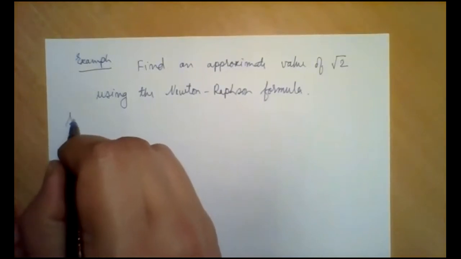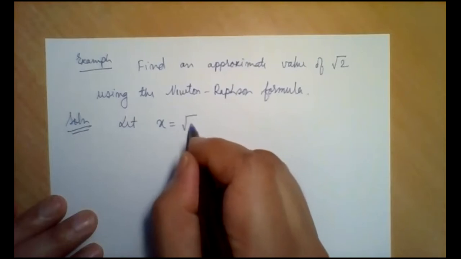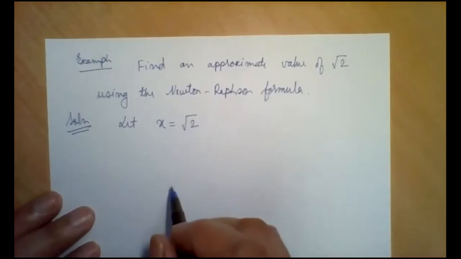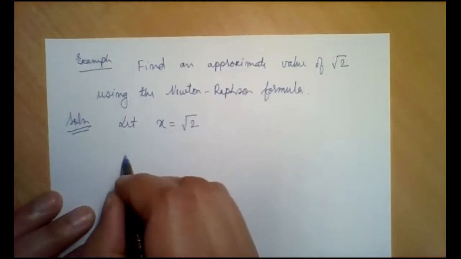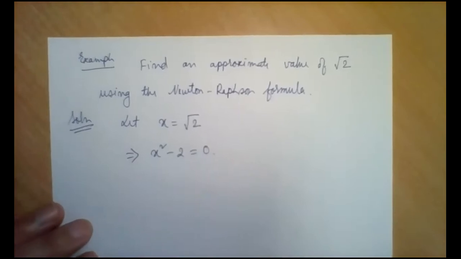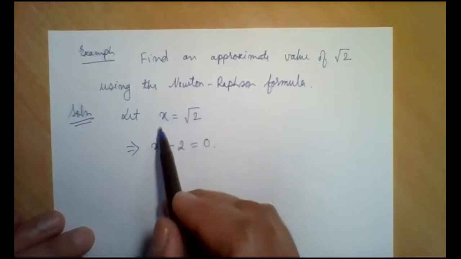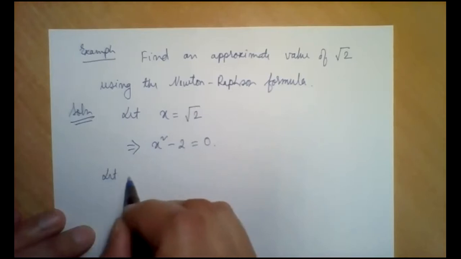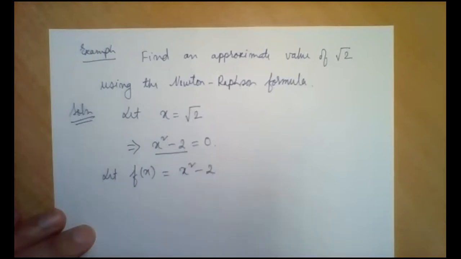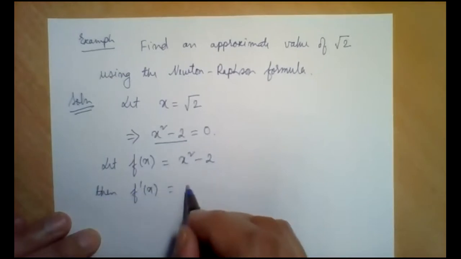So the solution: let x equal to square root 2. Square root 2 is x, then square, then you bring 2 to the left hand side, so this means x square minus 2 equal to 0. So let f of x be this function. Let f of x equal to x square minus 2. Then f prime x will be twice x.